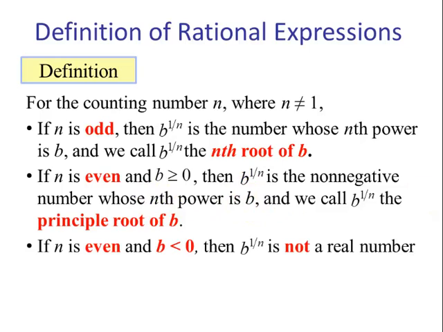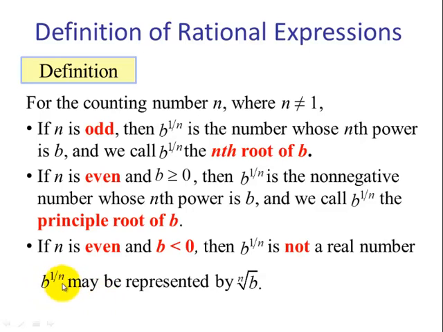Now what if n is even and b is a negative number? Then b raised to the 1 over n is not a real number. We can't take negative 9 and raise it to the 1/2 power and get 3, because 3 squared does not equal negative 9. Notation: we can represent b to the 1 over n power by using this symbol.